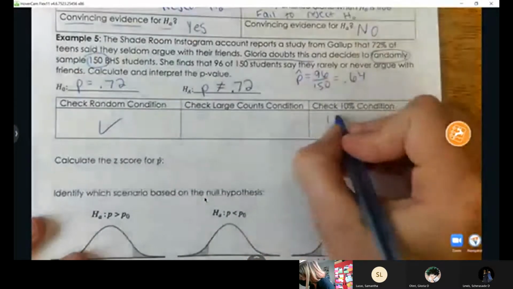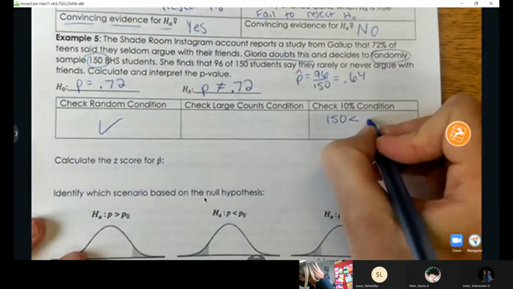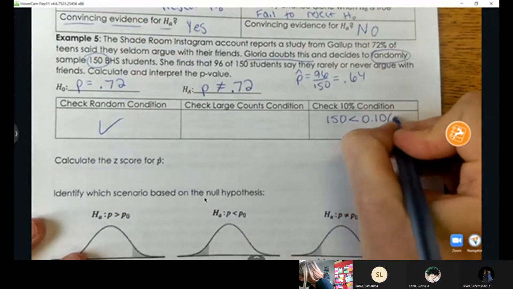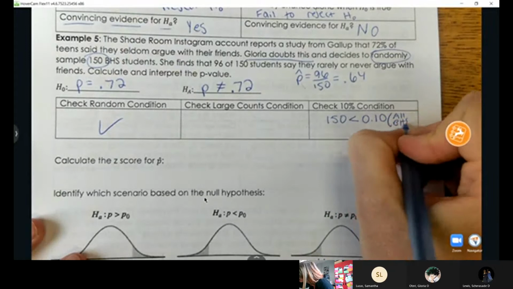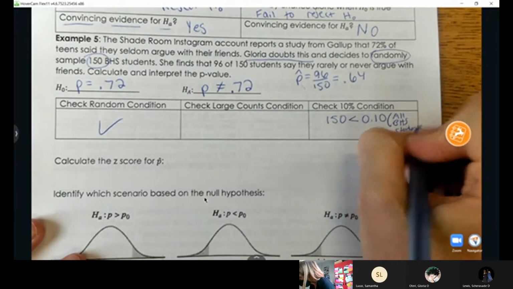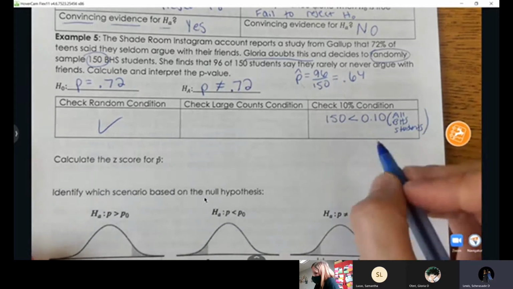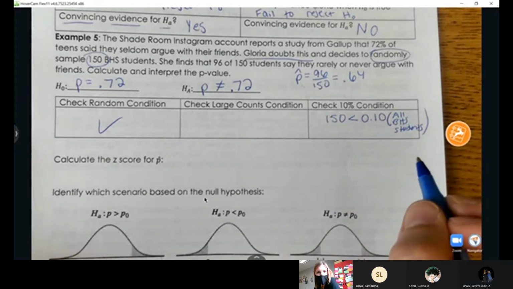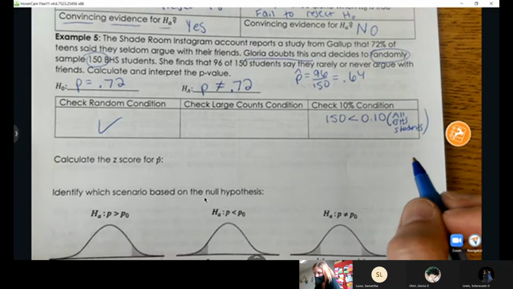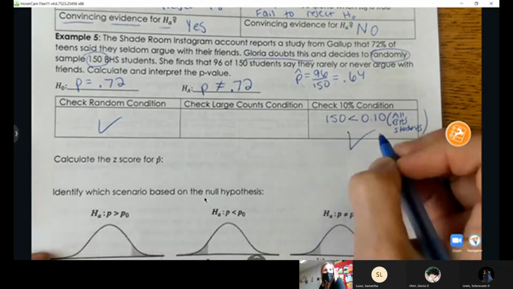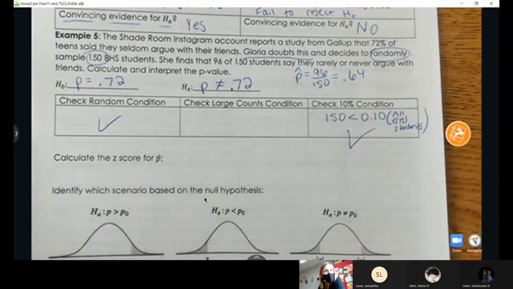Her sample size is 150. Is 150 less than 10% of all BHS students? Yes, because we're going to assume that Banneker High School has more than 1,500 students, right? It could be pretty close. We could have 1,400. But it will be very obvious on the AP exam if you don't meet it. So if they don't specifically give you a population, you can assume that you'll meet that.